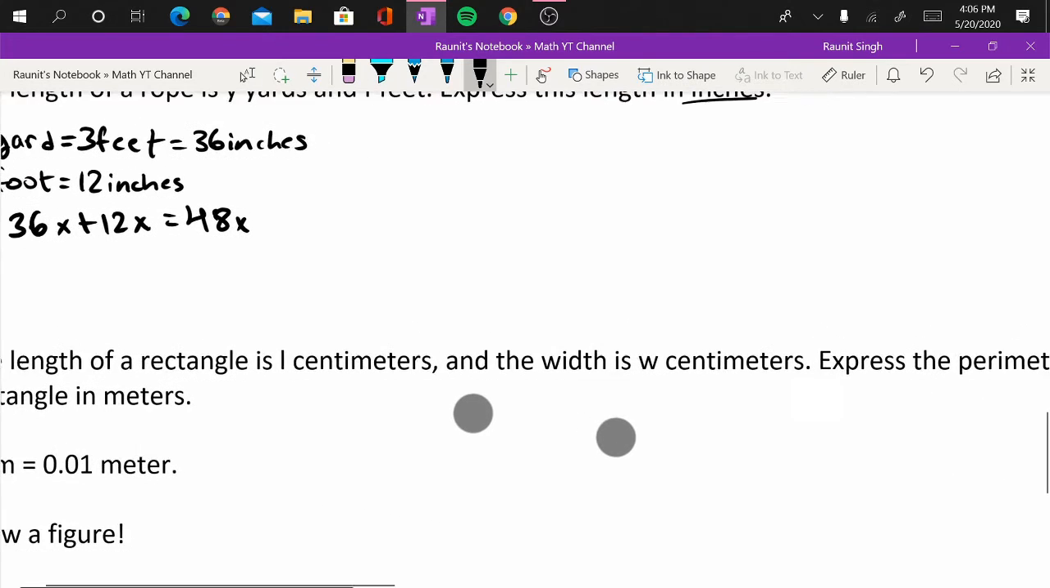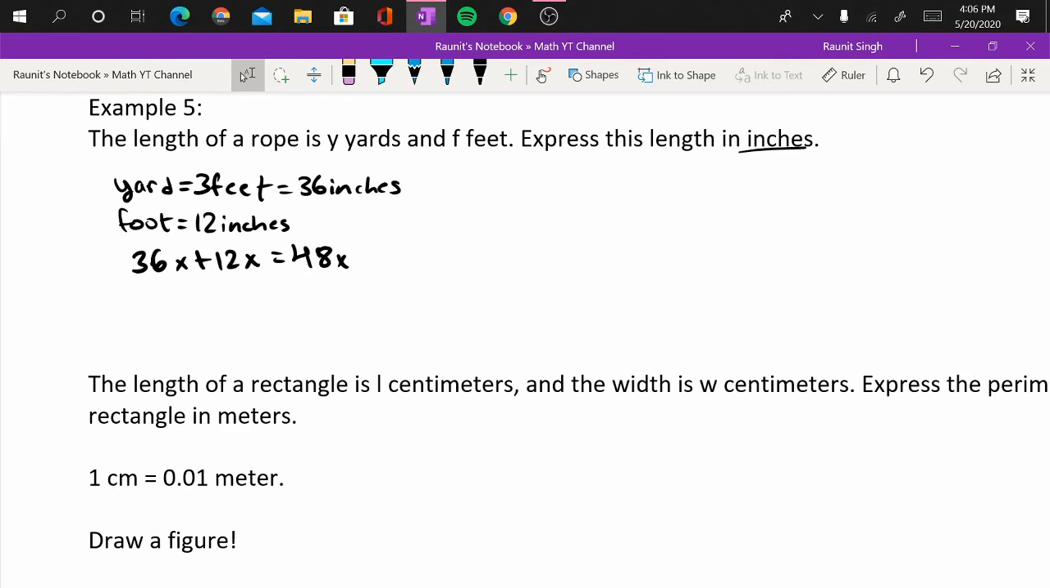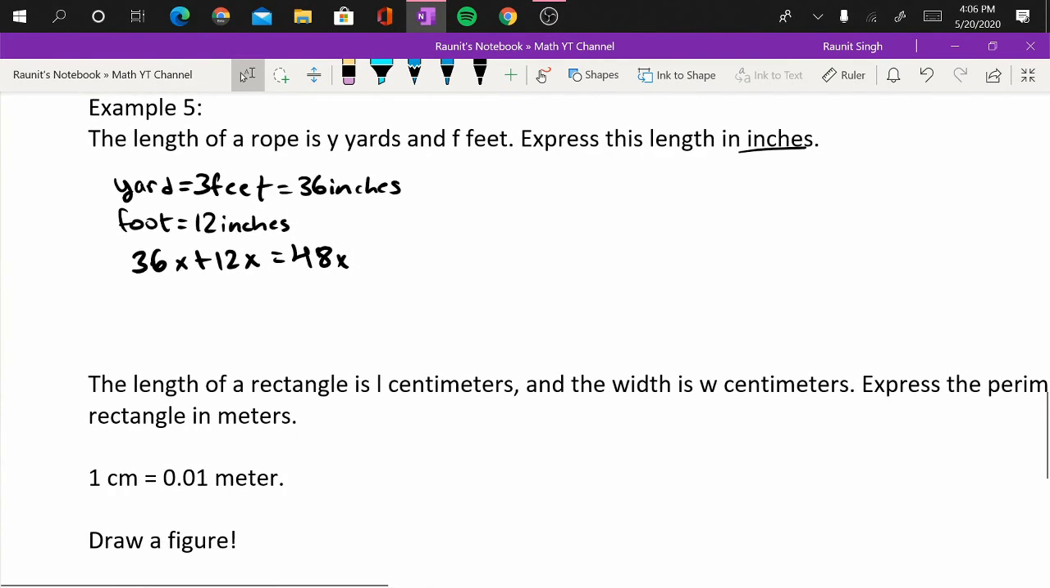So we have something over here. The length of a rectangle is L centimeters. The width is W centimeters. Express the perimeter of the rectangle in meters. So 1 centimeter is equal to 0.01 meters.